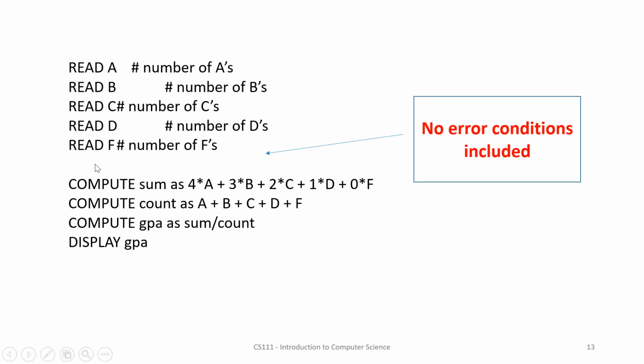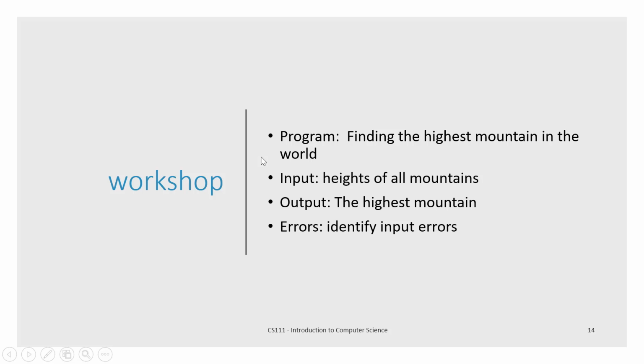Now, we note that we didn't include the error conditions. If we include the error conditions, each statement must be checked. For example, if you read an A, is A greater than or equal to 0? You have to check that. So in this case, we have demoed this program without the error conditions, and you can think of how to add the error conditions into this code.